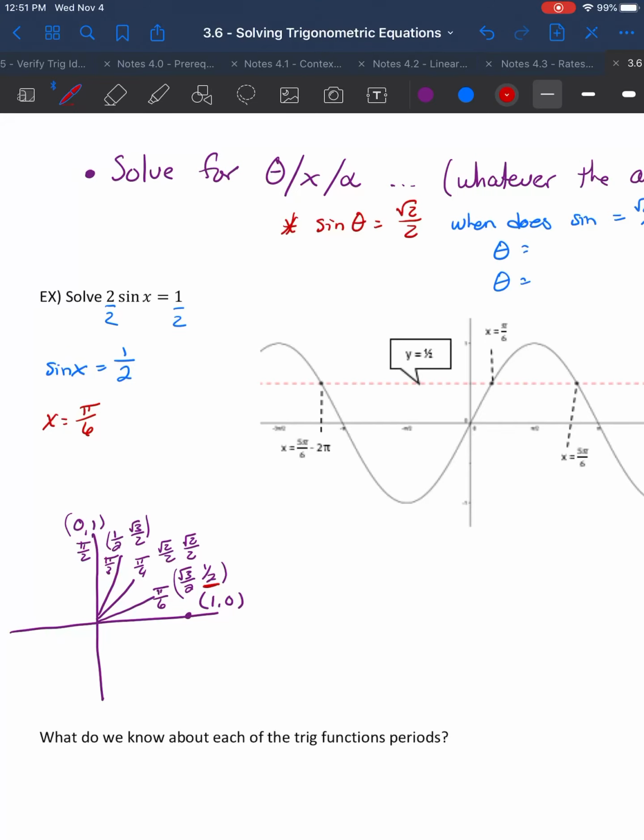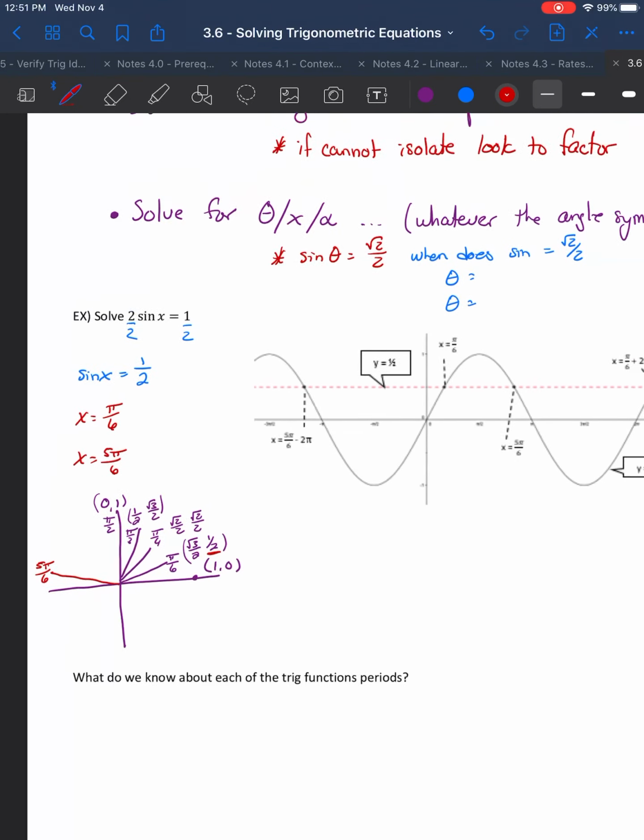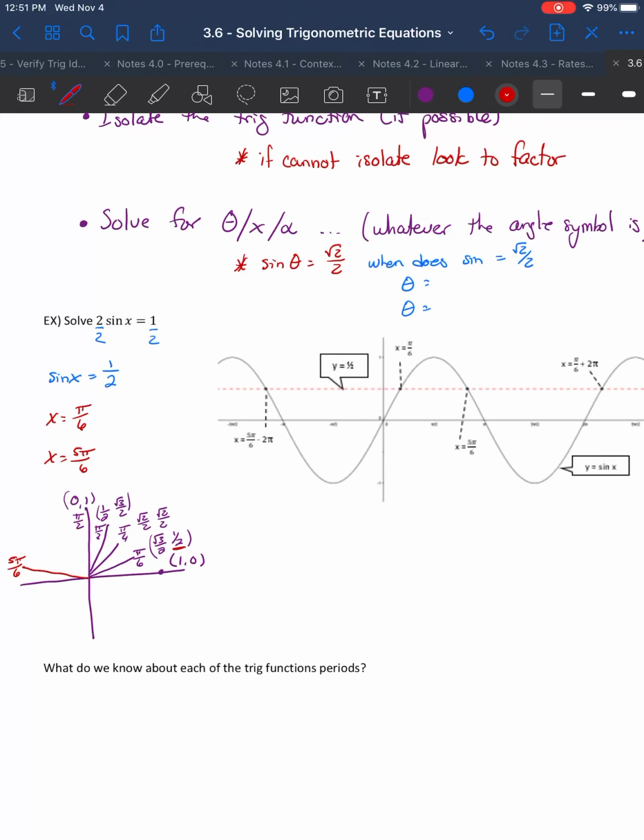But that's not the only place that sine is positive or 1/2. That would happen here as well, which is at 5 pi over 6. Now, the purpose of this graph that's kind of just slapped here in the middle of my notes page, and you're like, what's this for?